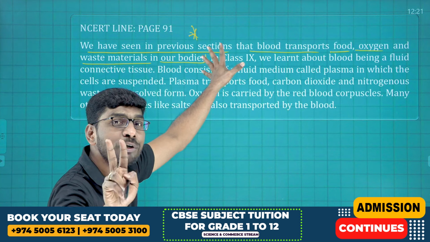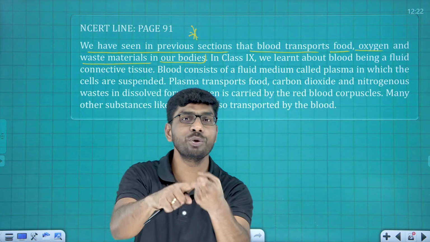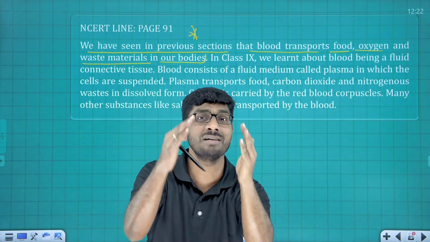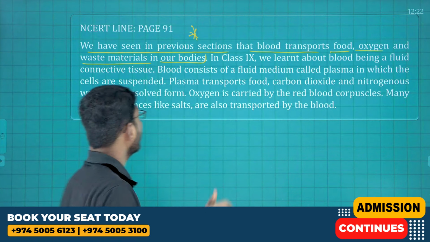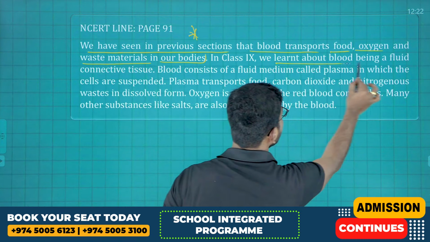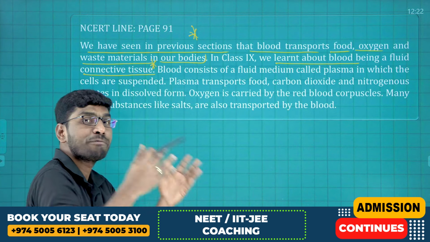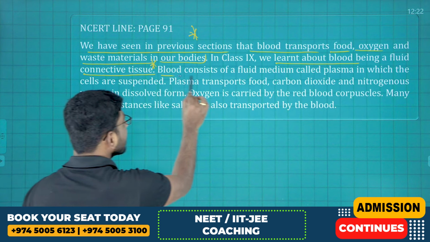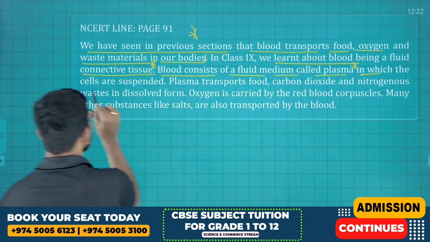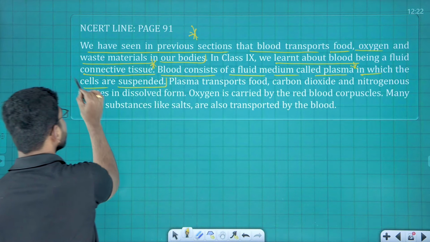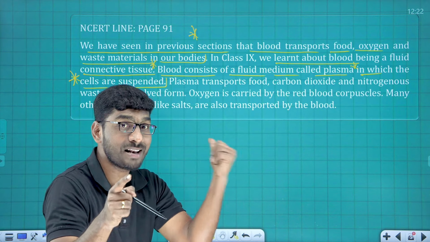Plasma, blood can transport what? Food, oxygen, waste material. These waste materials are urea, uric acid and ammonia, nitrogenous waste, creatinine, to the excretory organ, kidney. Next, we learned about blood being a fluid connective tissue. Yes, statement question. Blood is a fluid connective tissue. Blood consists of a fluid medium called plasma, in which the cells are suspended. A statement based question can come from exactly this line.